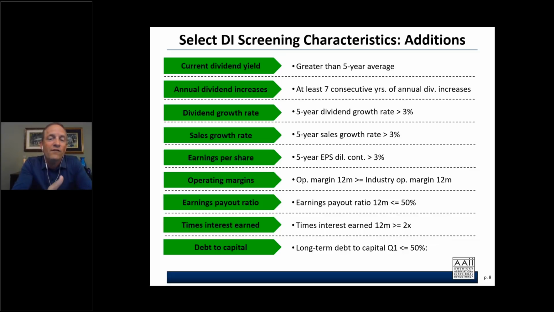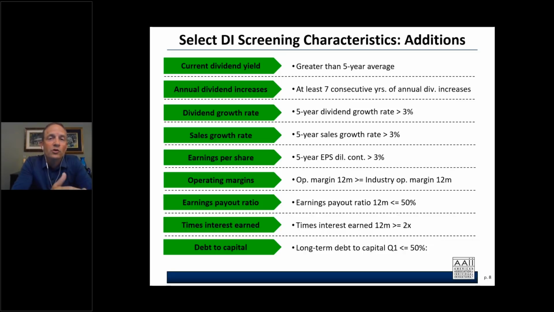We're also looking for a 5-year sales growth rate that's greater than 3%. Operating margins, that's really important. We're looking for operating margins for the last year to be greater than or equal to the industry operating margin, so the median for the industry. If it has greater operating margins, that usually shows that the business model is strong and they have some unique characteristics that other competitors in the industry don't have. So they have some competitive advantages.